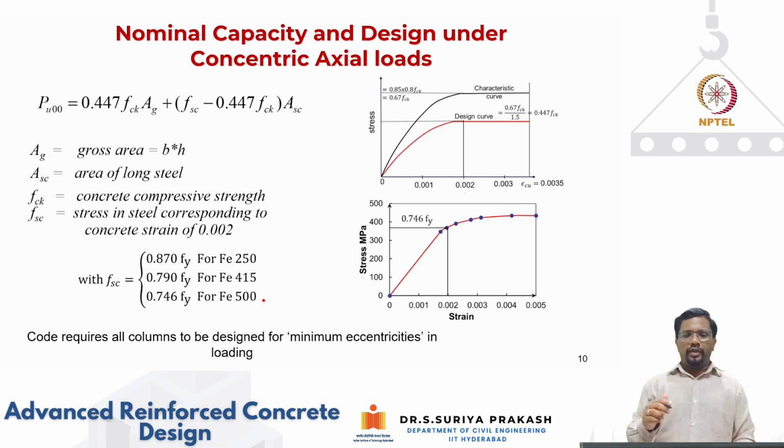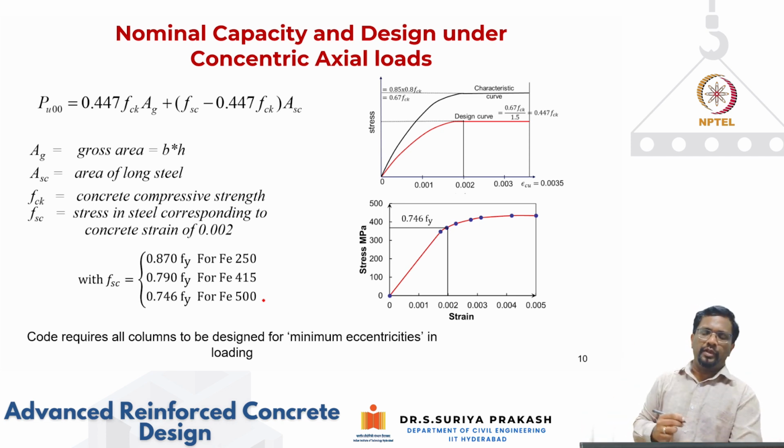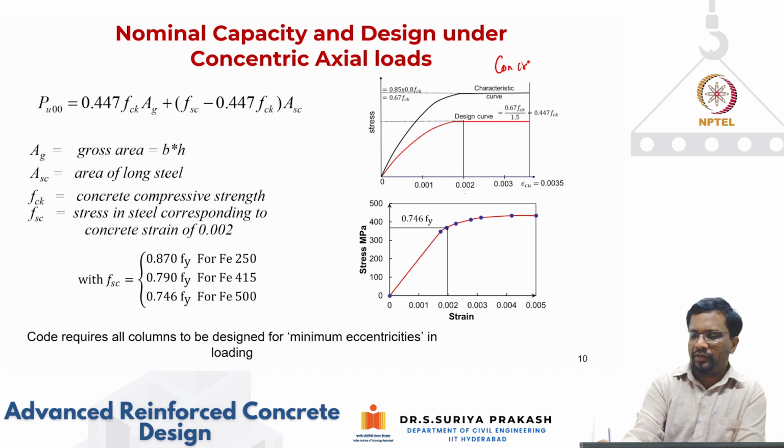buckle. Now let us see how the nominal capacity is calculated for the concentric axial load. Okay, so if you remember in the materials chapter, we discussed the stress strain curve for concrete. Okay, this is for concrete, right? And this is for steel. So this is the design stress strain curve that we are going to use, right?